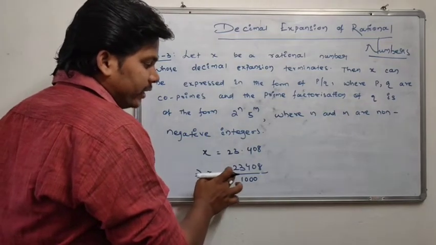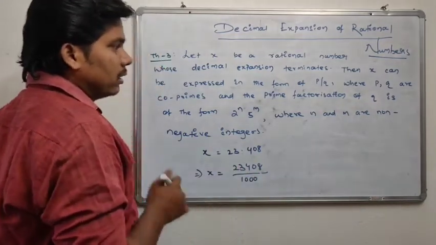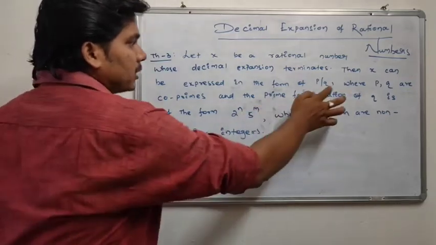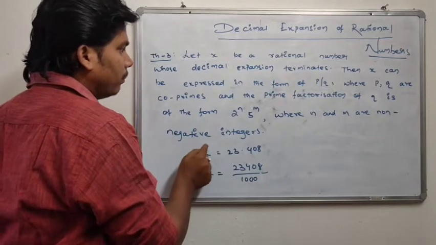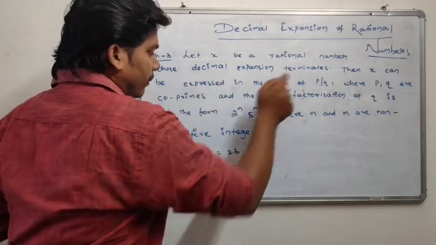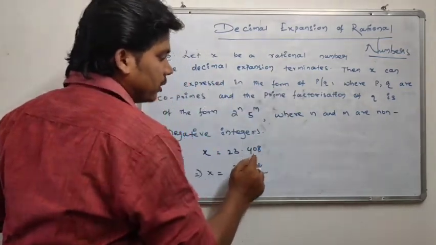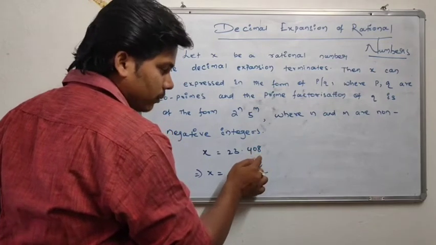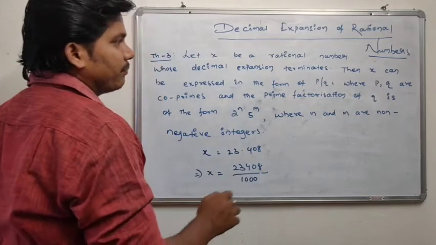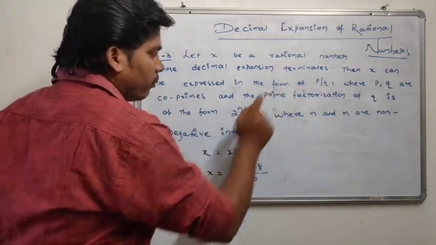Now the number will be 23,408 by 1000. Up to this much we understood. Let x be a rational number whose decimal expansion terminates, because 8 is the last digit of this decimal expansion. Then x can be expressed in the form p by q.